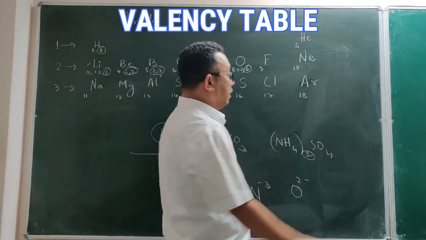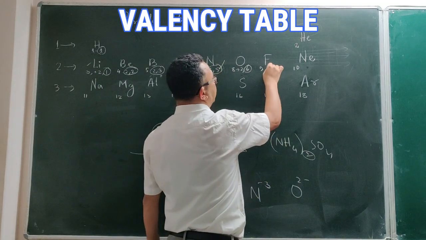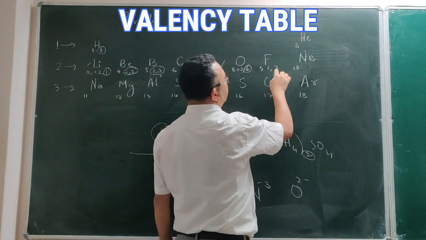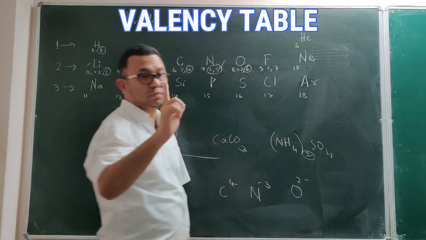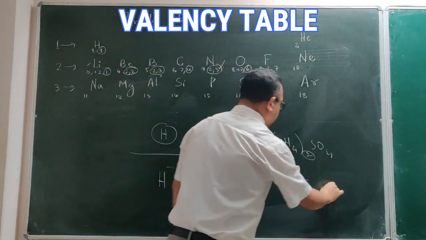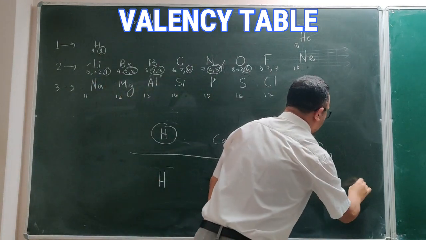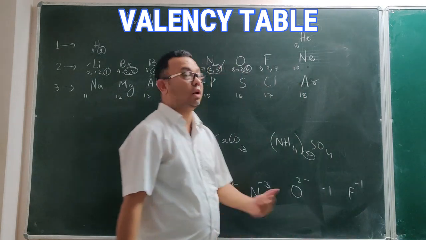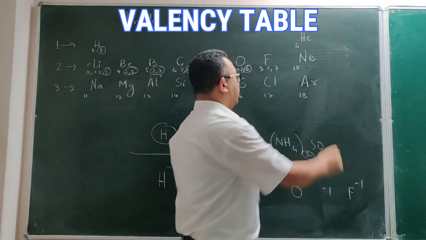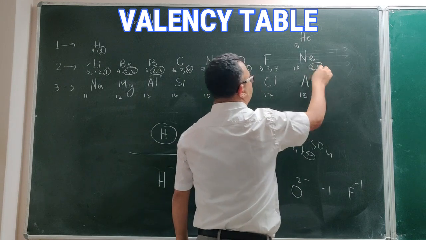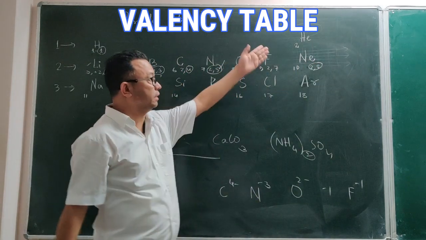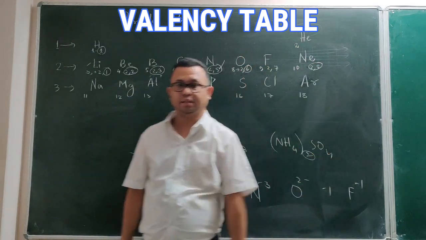Fluorine you will not see as fluorine, rather you will see it as fluoride. Fluoride is 2, 7. Outermost shell is 7, so valency is minus 1. Fluoride is written as minus 1 like this, or 1 minus. And neon is 2 and 8, and outermost shell 8 means valency is 0. None of this you are going to find in your valency table.